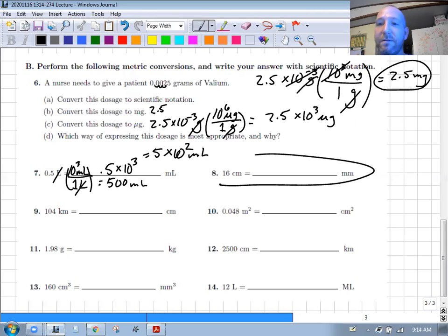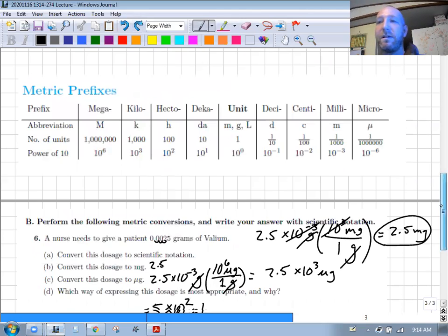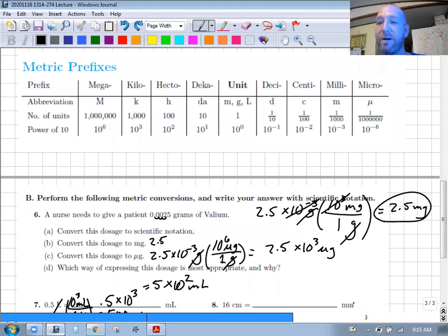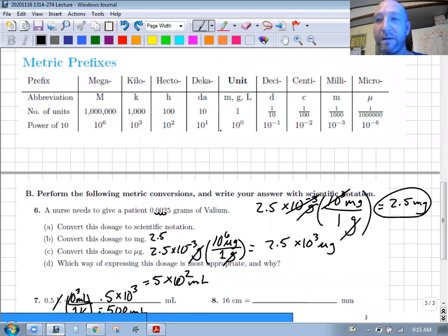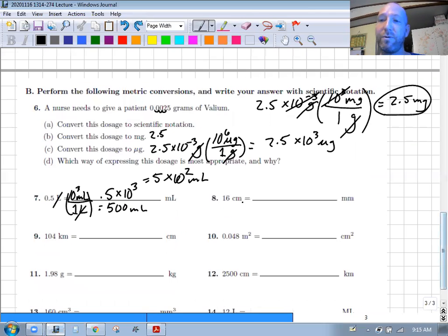Something like this, the chart doesn't tell us how many centimeters or how many millimeters are in a centimeter. It tells us how many centimeters are in a meter and how many millimeters are in a meter. So what we can do with something like this is get rid of centimeters, convert it to meters, and then get rid of meters in favor of millimeters.